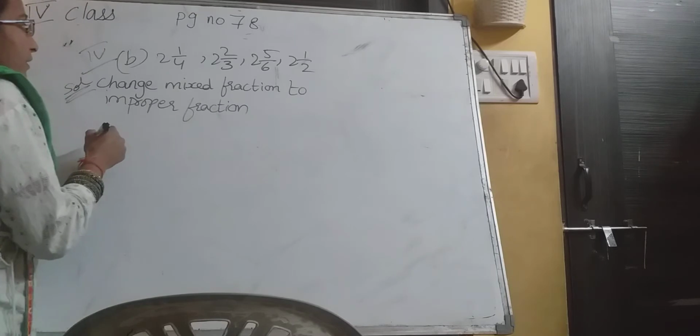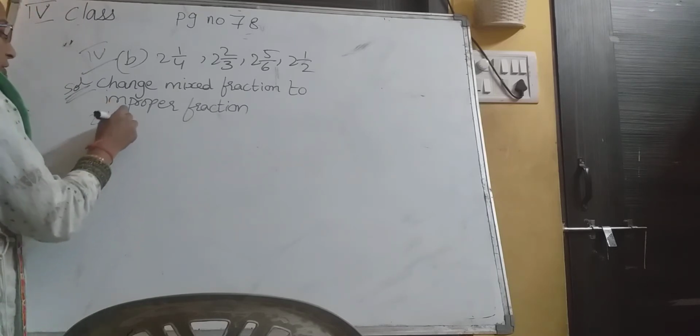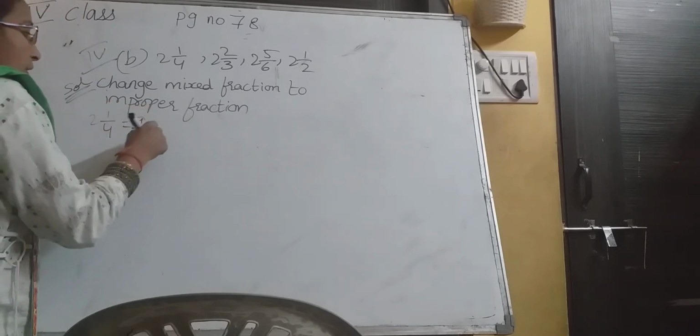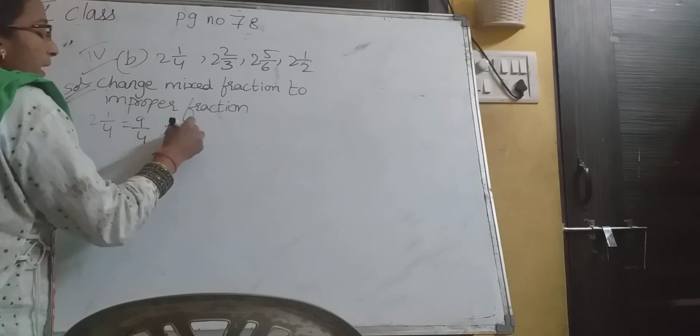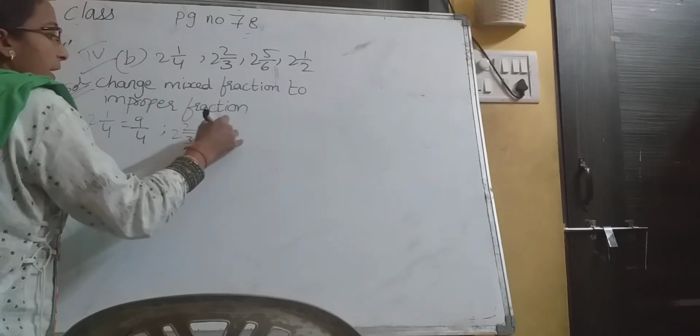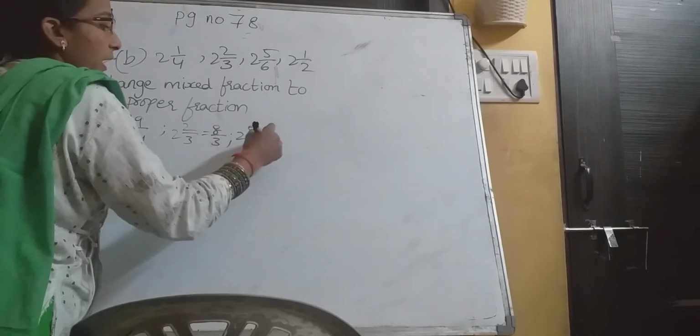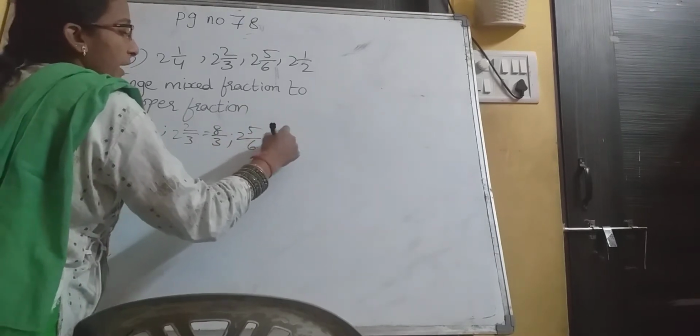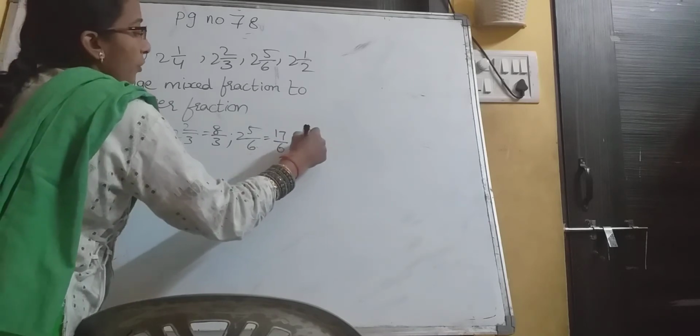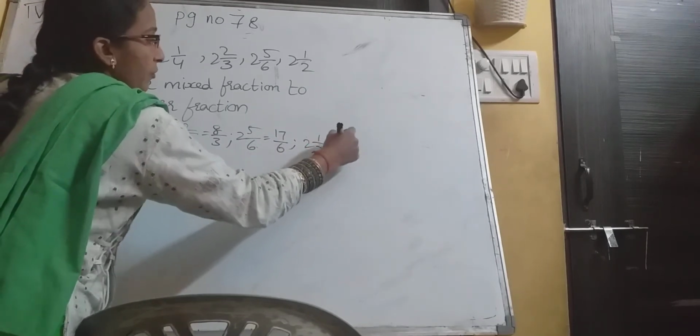What is the mixed fraction? 2 1 by 4. That is 2 4s are 8, 9 by 4. Now 2 2 by 3. 2 3s are 6, 7, 8. 8 by 3. Comma 2 5 by 6. 2 6s are 12, 12 plus 5, 17 by 6. Now 2 1 by 2. 2 2s are 4. That is 5 by 2.